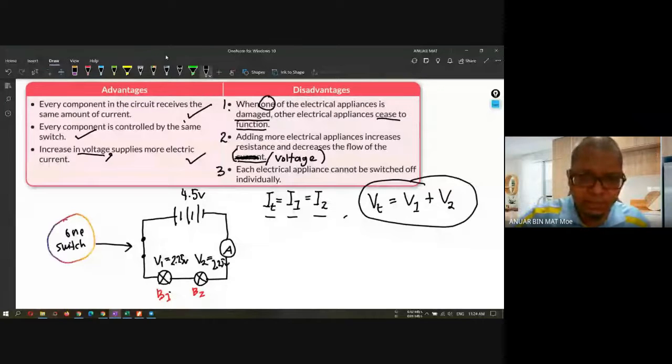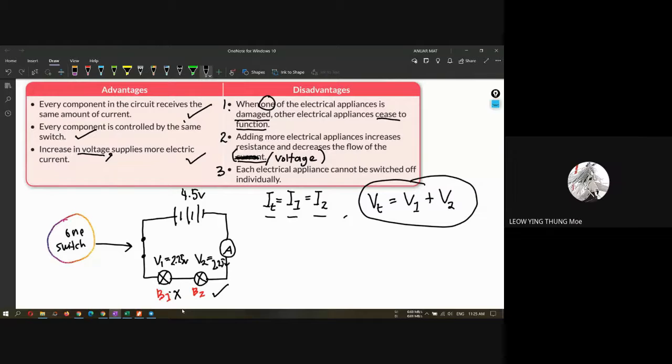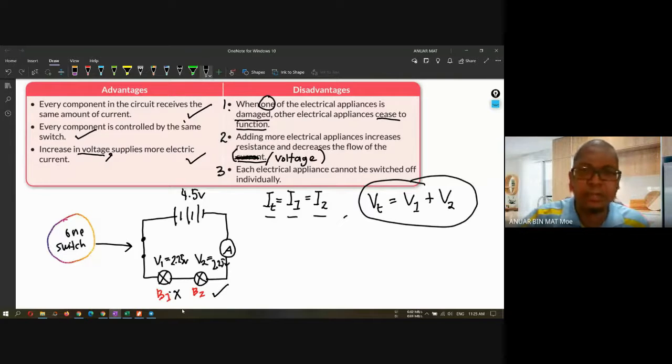Disadvantage number 3. Each electrical appliance cannot be switched off individually. Meaning that you only use one switch, and with one switch you control all the appliances. You want to turn on bulb number 2, for example, but turn off bulb number 1. Is it possible in a series circuit? Can or cannot? Cannot. You cannot individually control the component.